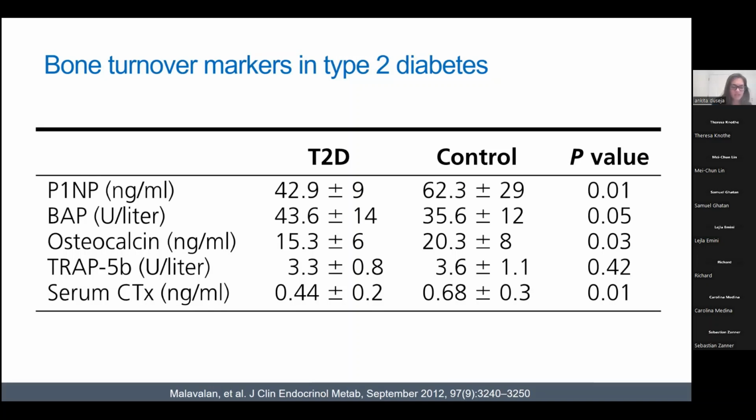The reason I'm showing you this table is because in the same study, they also assessed bone biopsies. So the question really arises: is the decrease in P1NP and CTX also reflected in the bone biopsies?